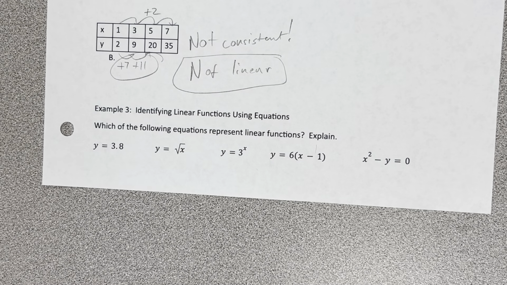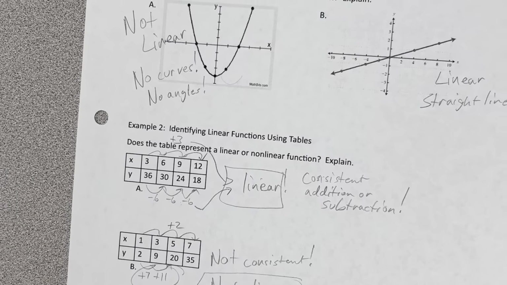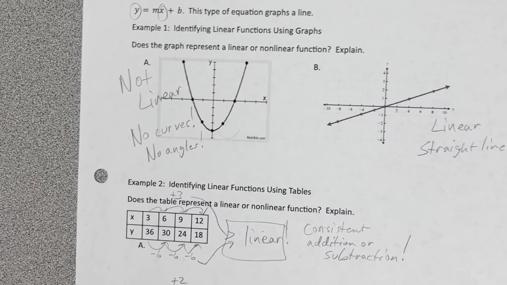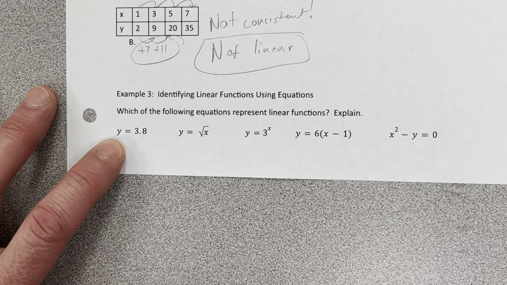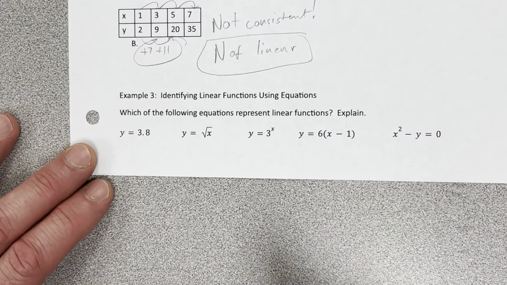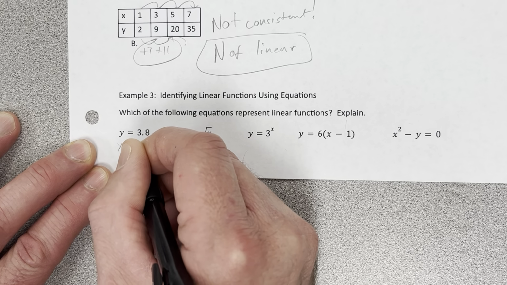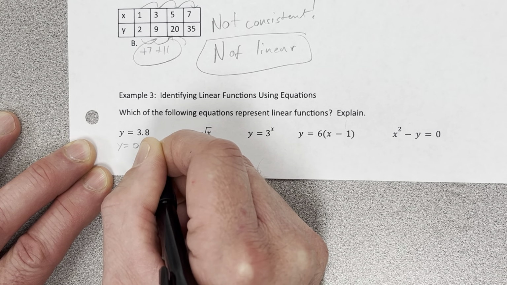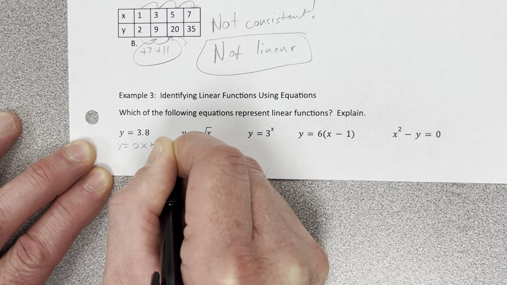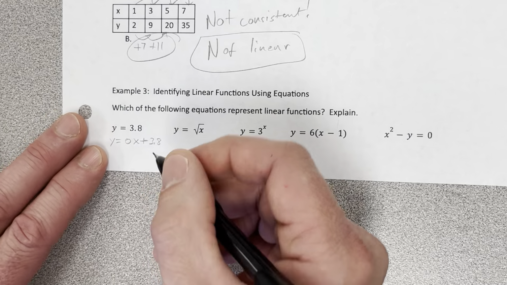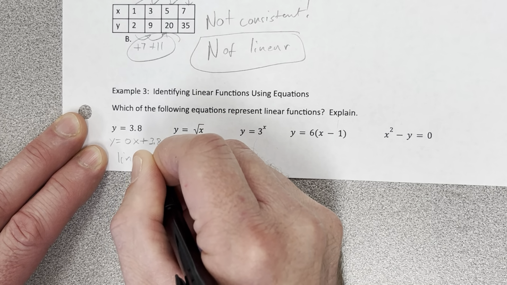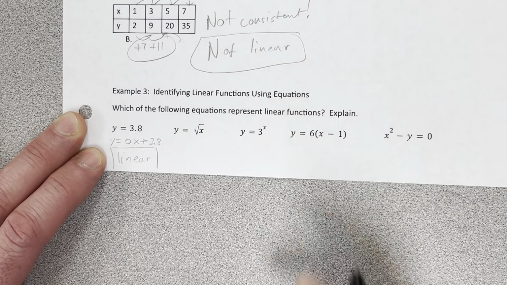If you just got an equation, you're going to look for plain x's and plain y's. You're going to look for things that can be rewritten in slope-intercept form, y equals mx plus b. And this one right here, it's got a plain y, and it doesn't have an x. Well, that's okay. What that means is that the slope was 0. But we can totally write that in slope-intercept form. So we got a plain y. This is totally linear.